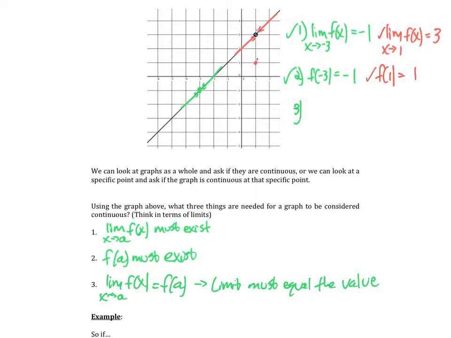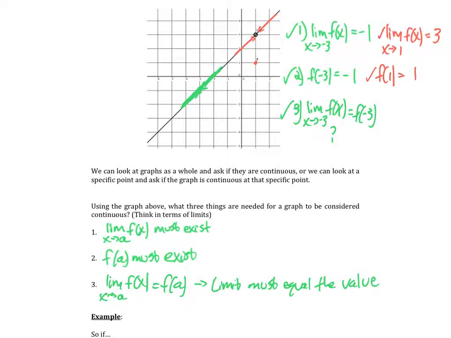Does the limit as x approaches -3 of f of x equal f of -3? Is this true? Well, take a look at our answers for 1 and 2. They both equal -1. So yes, this is true. The limit is pointed towards -1. The value is -1. If both of those are true, you can clearly see I can trace that graph without having to pick up my pencil.